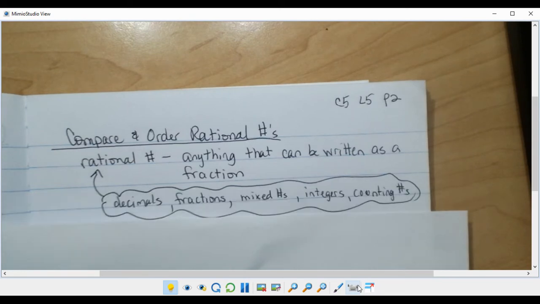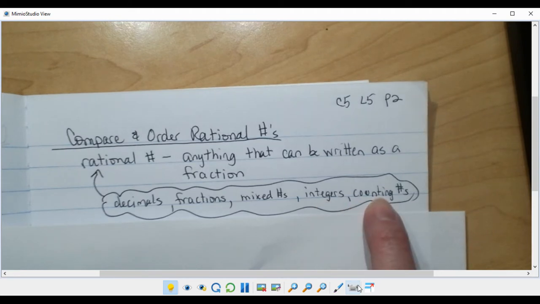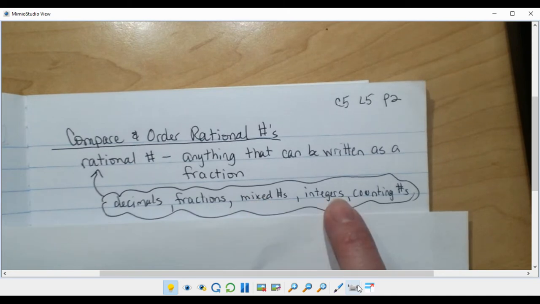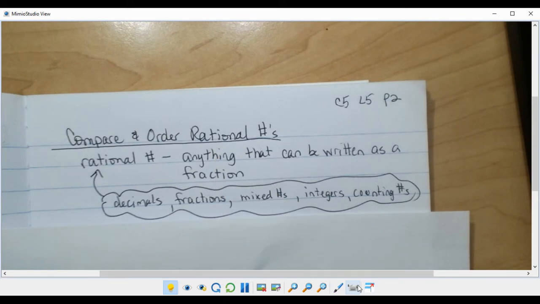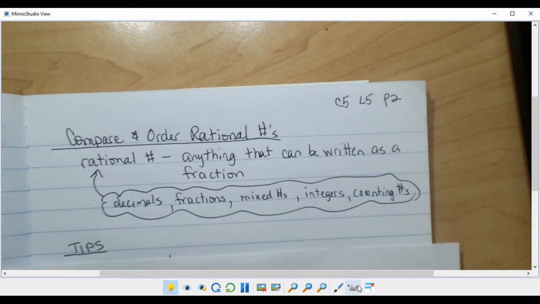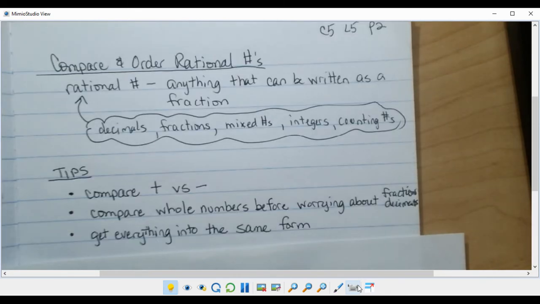All right, some things that are rational numbers: decimals, fractions, mixed numbers, things with positive and negative signs, the counting numbers that you learned way back in elementary school. Pretty much all of the things that you know how to deal with are rational numbers. So don't let that confuse you. You probably could do this lesson without having to watch this video, but we're going to do it anyway just to be sure.